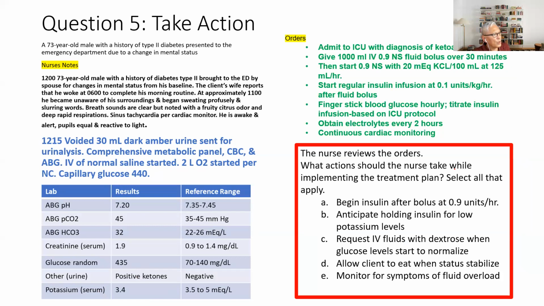Okay. So question number 5, there are now several orders over here. You review the orders: admit to ICU, give 1,000 IV normal saline, then start with 0.9 normal saline, start regular insulin and finger stick blood glucose, obtain electrolytes, continuous cardiac monitoring. Okay, so this is question number 5.